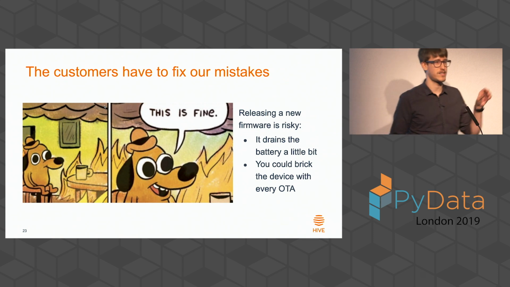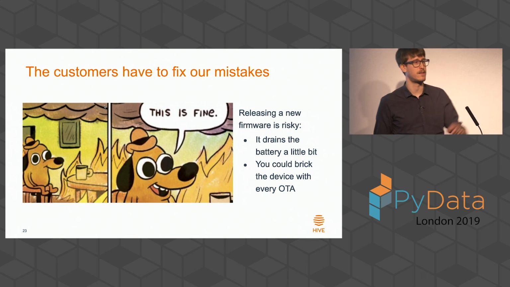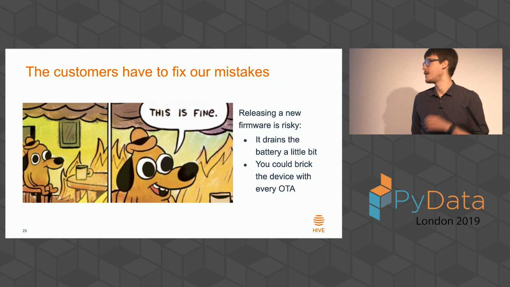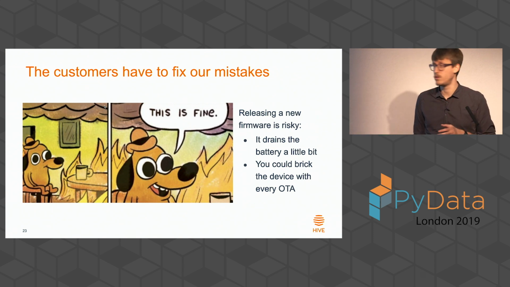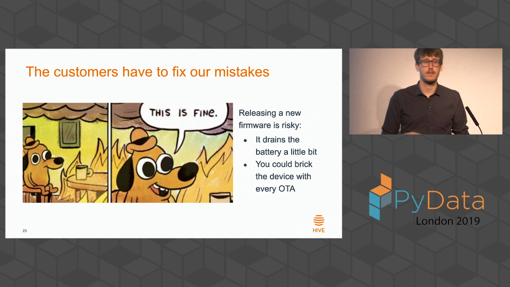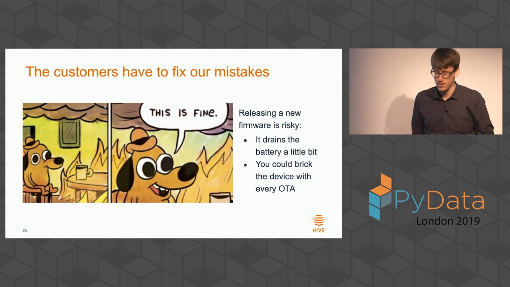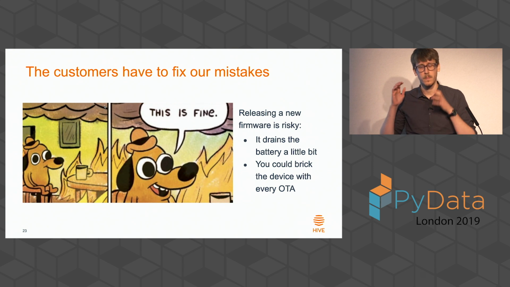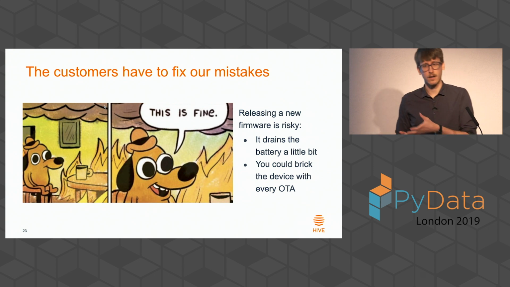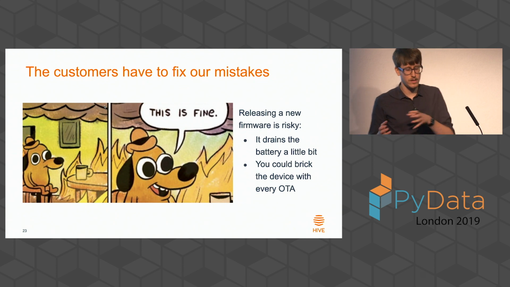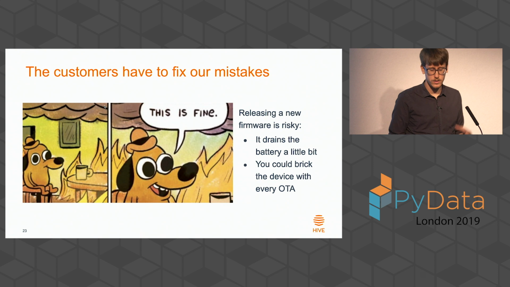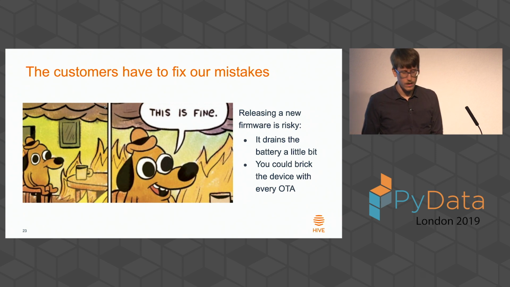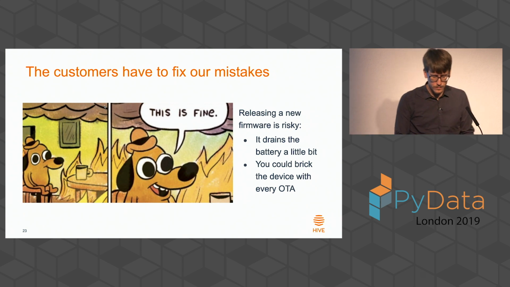You cannot just delete the instance and rebuild it. You will have to send out emails or do whatever you do to ask customers to change batteries or to factory reset their devices, and you don't want to do that. Every time you release a new firmware, you risk draining the battery of your device because the device has to download a large image and process a lot of stuff. And then you always risk introducing new bugs with every over-the-air update.